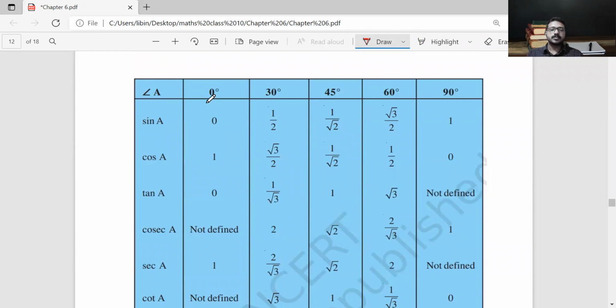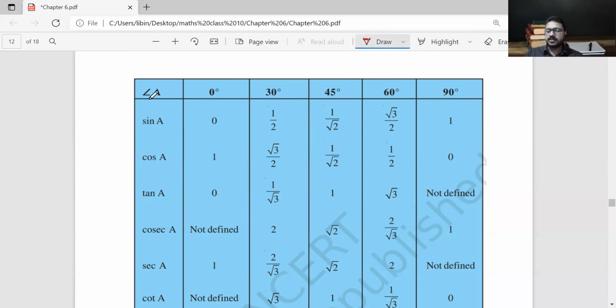Fine. So how will you learn this? Here, sin 0 is equal to 0. You know how to read this. Sin 30 is equal to 1 by 2. And sin 45 is equal to 1 by root 2. Then sin 60 is equal to root 3 by 2. And then sin 90 is equal to 1. Similarly, cos 60 is equal to 1 by 2. This is how you denote it. Fine. Now I will show you how we can learn it.